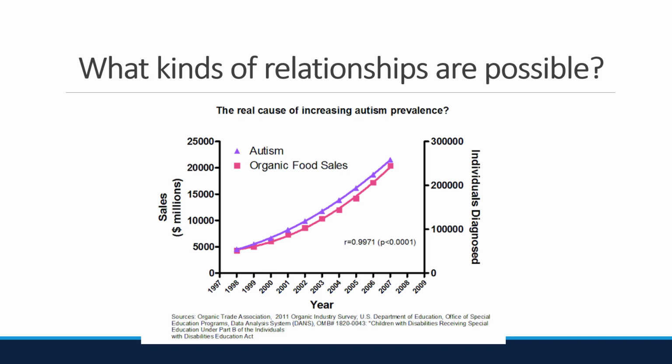Other times, it's much harder to determine there's no causation. Consider the following plot. This plot is making a comparison between the number of individuals diagnosed with autism and the sale of organic foods. Notice again that the variables have a similar pattern. In this case, it is not obvious that causation is not present.